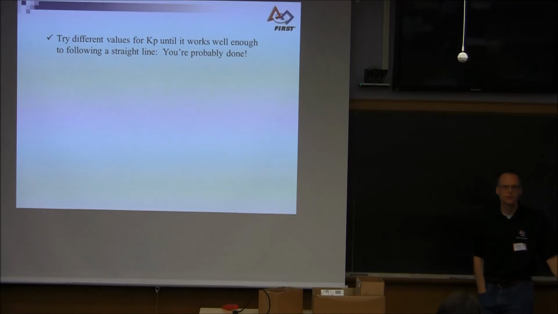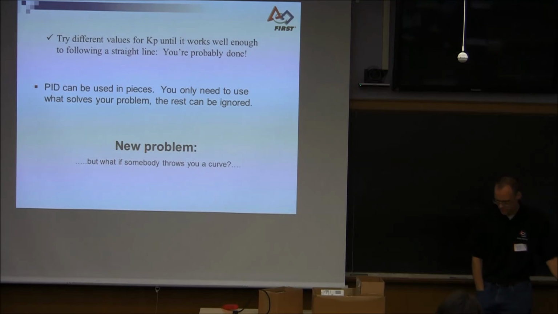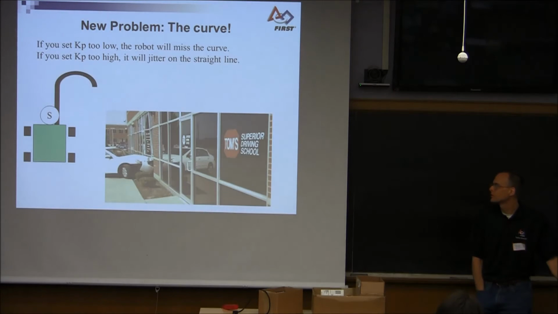And you know what? If that's it, you're probably done. You've got a great piece of code, and your robot does exactly what you want it to do. Now, that's another nice thing about PID. You don't have to use all of it. If any one of these 3 pieces solves your problem, you can ignore the rest. But what if somebody throws you a curve? So here's a new problem.